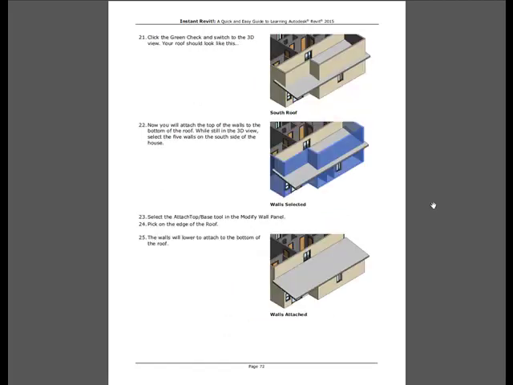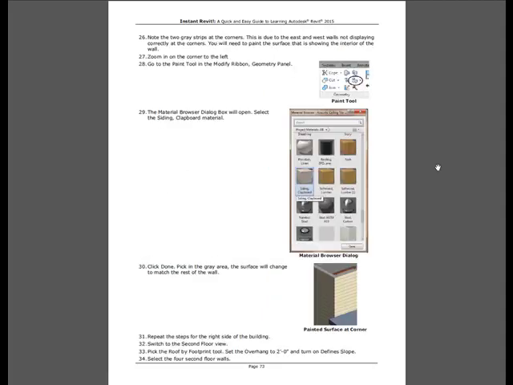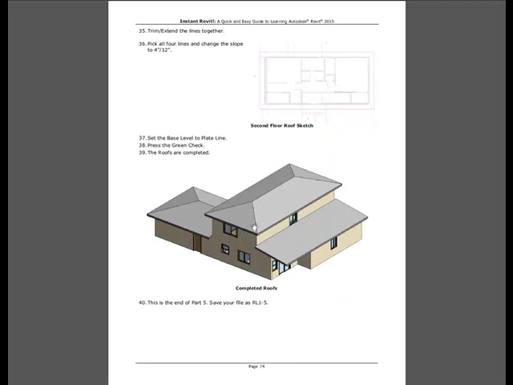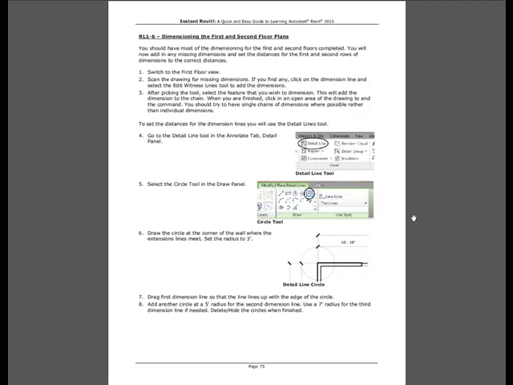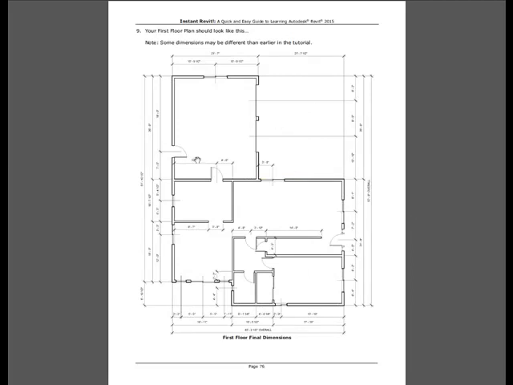So this is just taking you through adding the exterior and interior walls, the roofs, adding some materials, and then here's the final version of the exterior of the house at this point in the project. And then you'll go back in and dimension the 2D views that you created at the beginning of the project. So this, for example, gives you a first floor final dimension view.